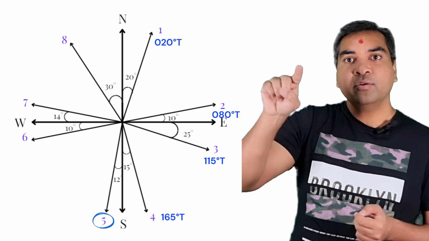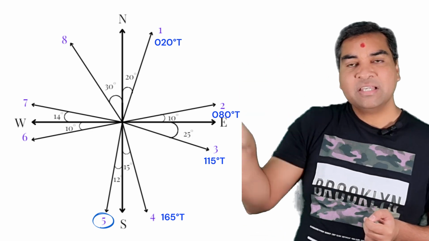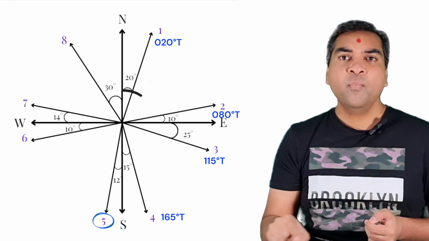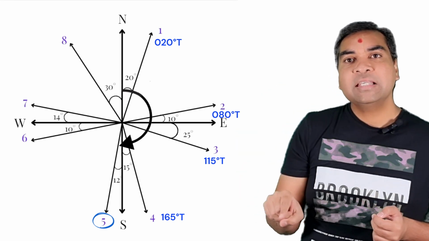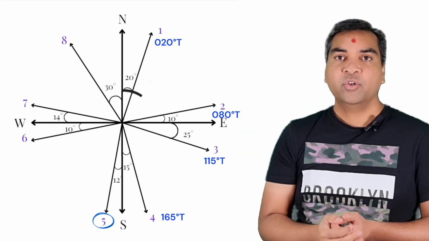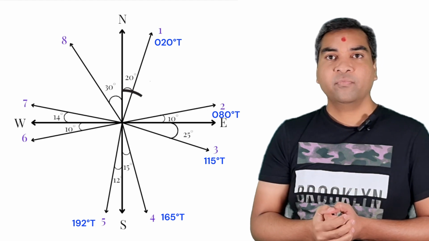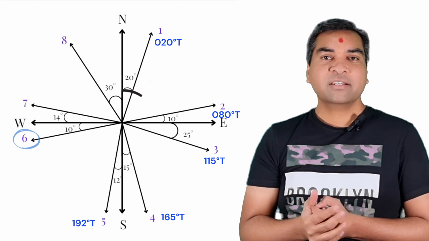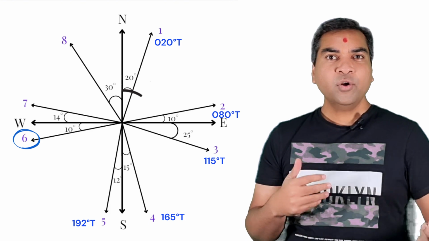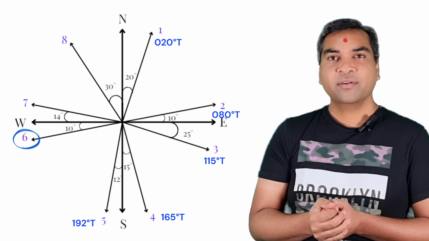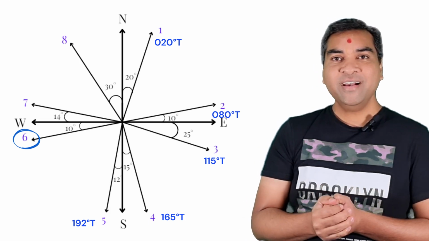So we can say north to south is 180 and then 12 degree more. So 180 plus 12, which will be 192 degree. Now think about line 6, guys. What will be the bearing of line 6?